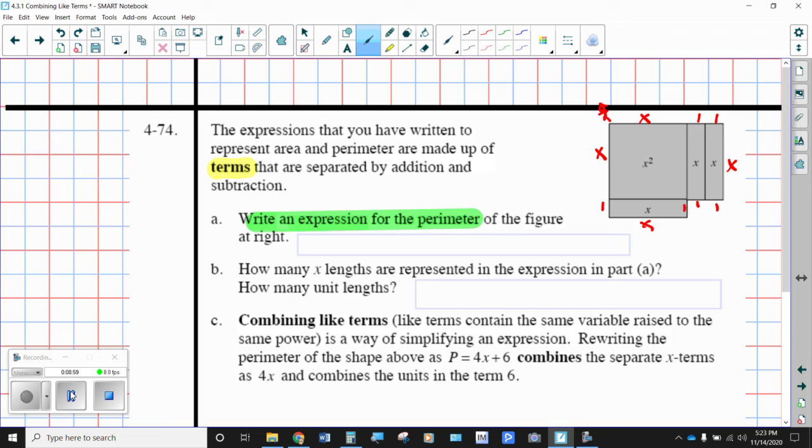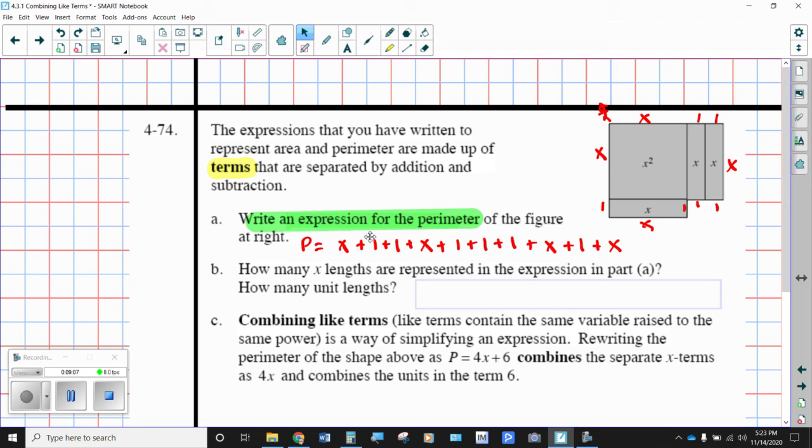Did you pause and then do all the work and then unpause? I hope so, because I'm about to reveal the answer. This would be one way that you could write the expression for the perimeter. You could start with the x, then 1 plus 1 plus x plus 1 plus 1 plus 1, right? Those are the 3 1's, plus x plus 1 plus x. So a total of 1, 2, 3, 4 x's accounted for here, here, here, and here. And a total of 1, 2, 3, 4, 5, 6 1's accounted for here, here, here, here, here, and here. So we have a total of 4 x lengths and 6 unit lengths.